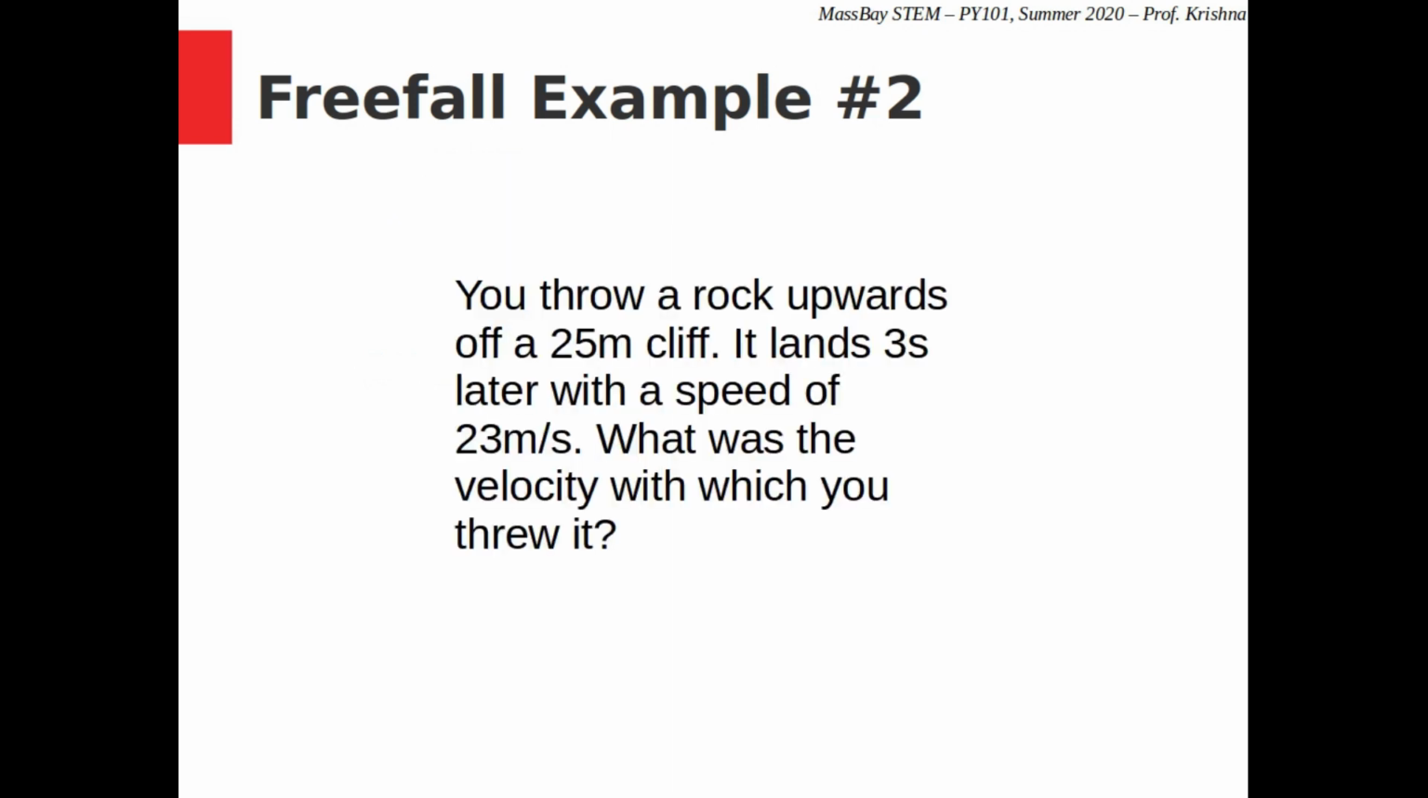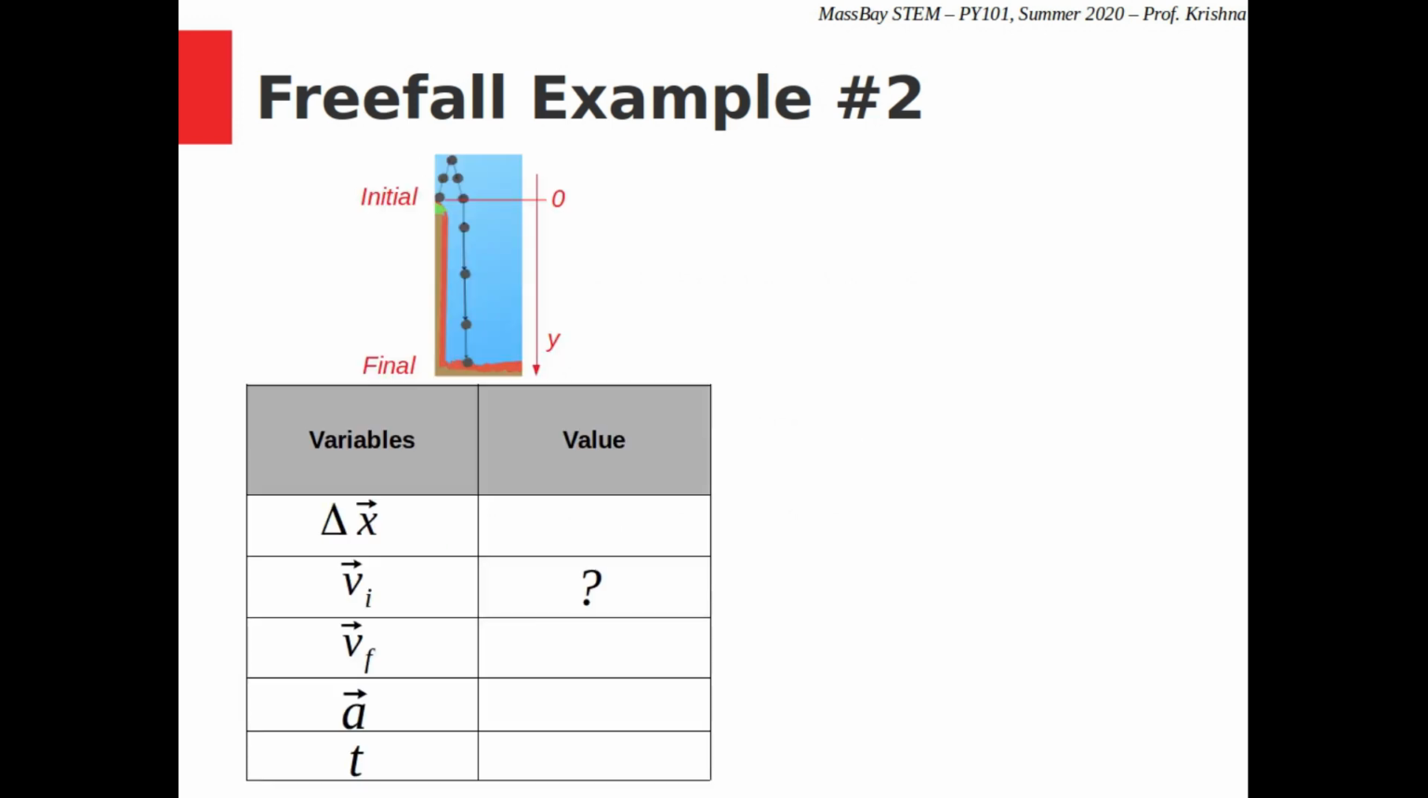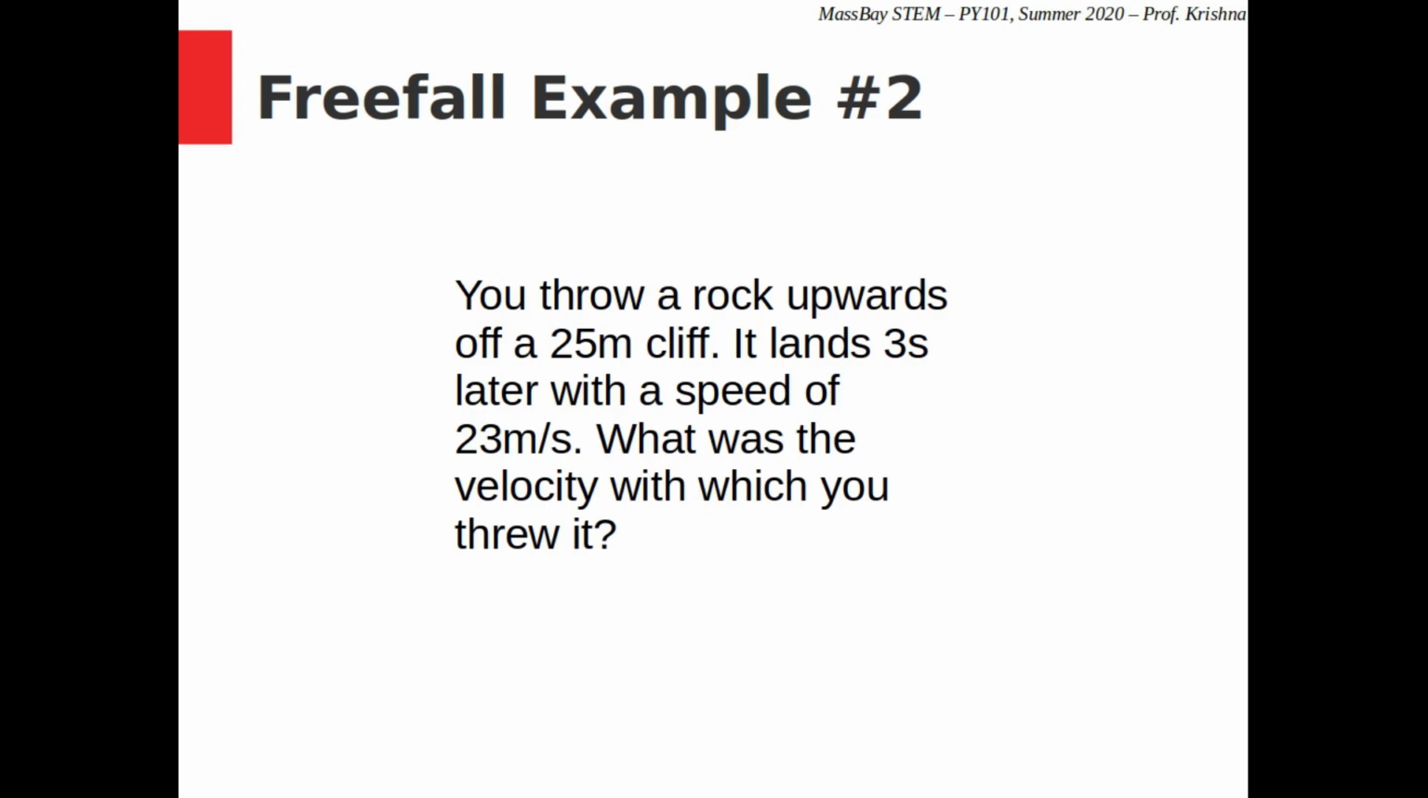Step 4. List the unknowns. What was the velocity with which you threw it? That means the velocity in photo 1, the initial velocity. Step 5. List the knowns. The displacement is 25 meters, positive since we set downwards as positive. The final velocity is 23 meters per second, again positive. The time is 3 seconds.